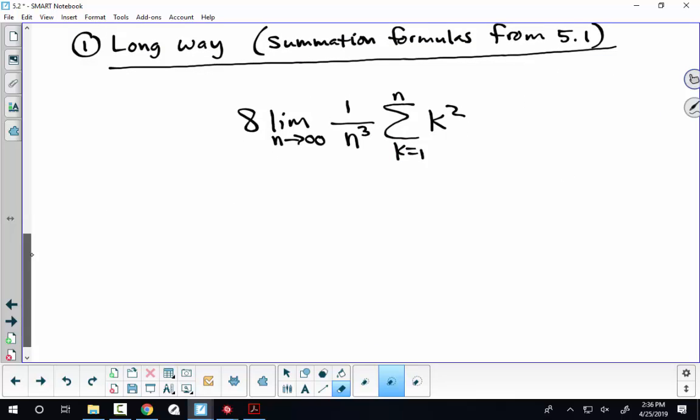Now, the summation formula from 5.1 tells us what that sum is. So that's the first thing we're going to address. You always address the sum part. With this longer way anyways, you address the sum portion first. So does anyone remember that summation formula? You probably didn't remember it because you maybe didn't know you had to. I'm just going to write this part down first.